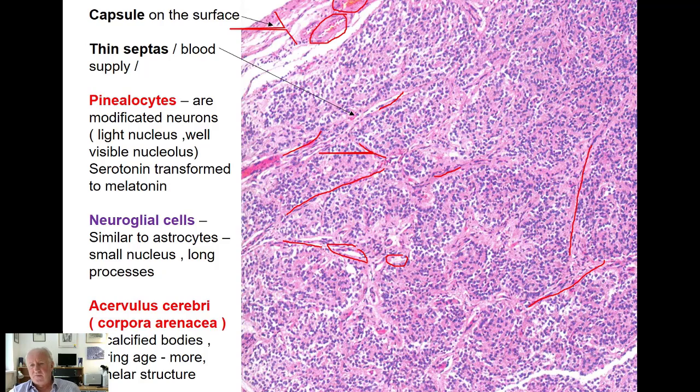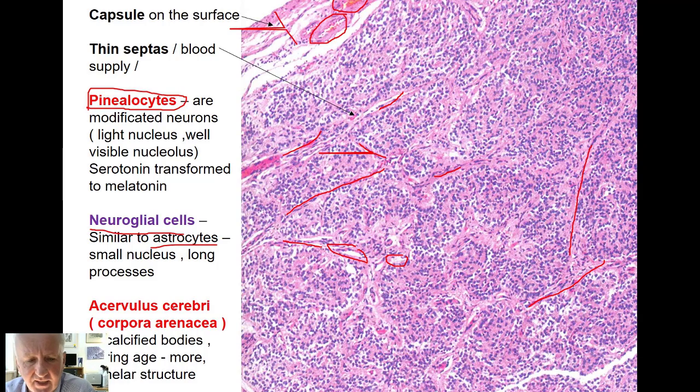Now the stroma. The bigger number are modified neurons, which we call pinealocytes. You will see a detail. Many of those nuclei belong to these pinealocytes. As they are modified neurons, we will see the typical nucleus for a neuron. And the second type of cells are neuroglia cells, which are very similar to astrocytes, and the nucleus is also typical for those neuroglia cells.